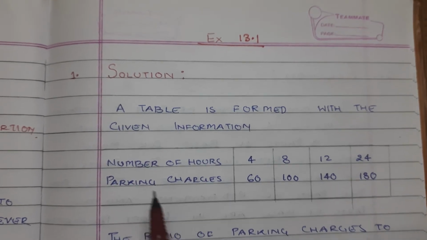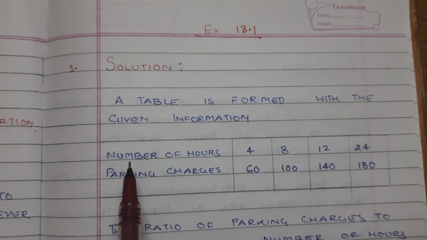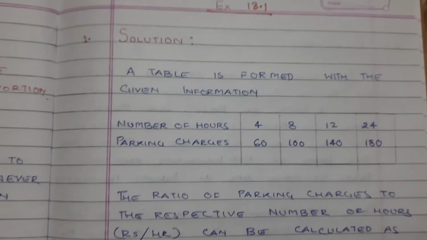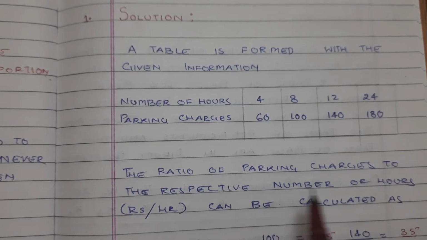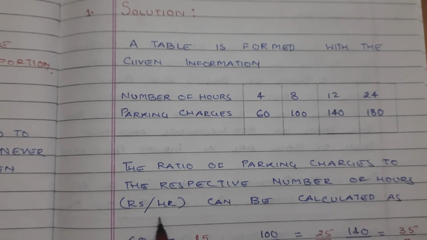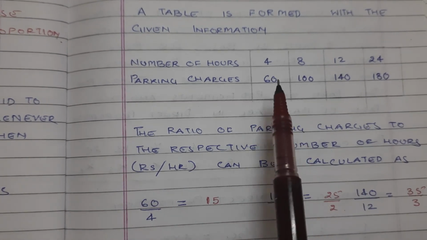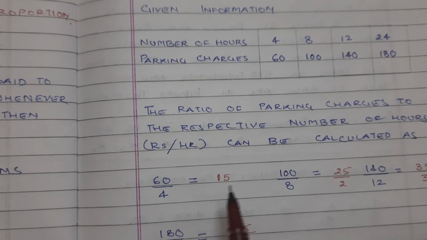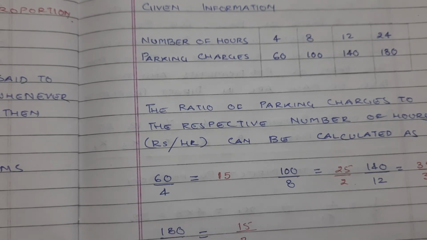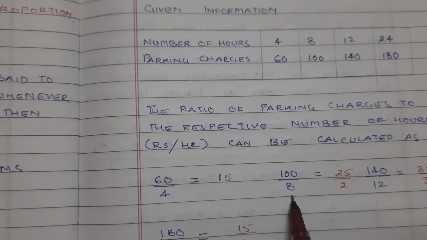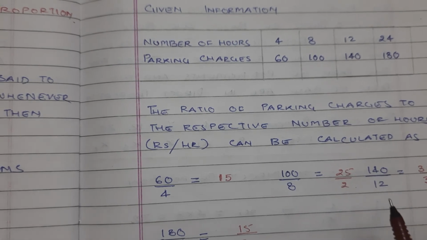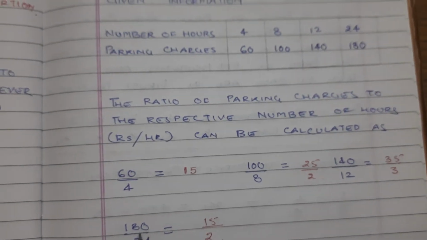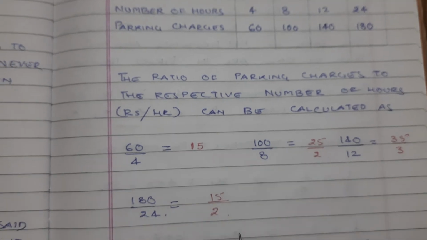Firstly, we will make the table of these two quantities, that is number of hours and parking charges. As you can see, I have drawn the table here. The ratio of parking charges to the respective number of hours, that is rupees per hour, can be calculated as: parking charge was 60, for number of hours 4. So we will write it as 60 by 4, which is 15. Next is 100 by 8, that is 25 by 2. Next one is 140 by 12, so we will get 35 by 3. 180 by 24, we will get 15 by 2.